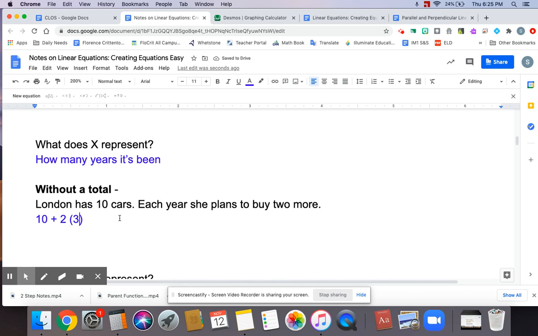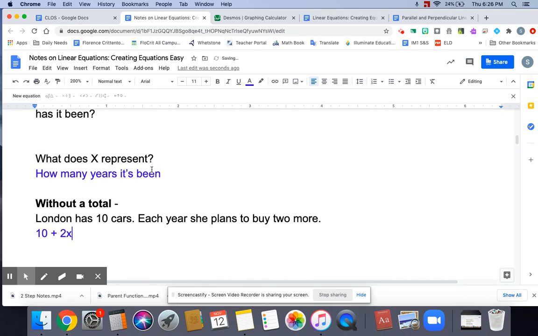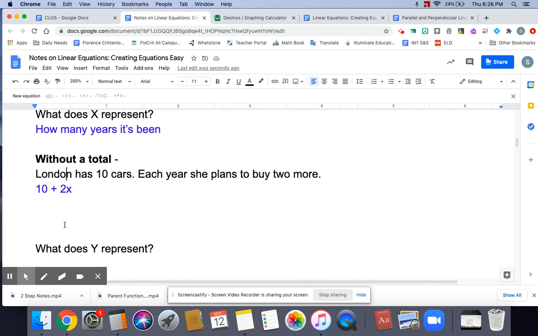And so for years, instead of writing 3, because I don't know, it could change. It could be 3 years, it could be 4 years, it could be 5 years. So since the years can change, we call it X. Depending on how many years go by, like if it's 4 years, then 2 times 4 would be 8 more cars plus the 10 she already has. But we're going to put X there because how many years it's been can change. So this is the equation so far without the total.